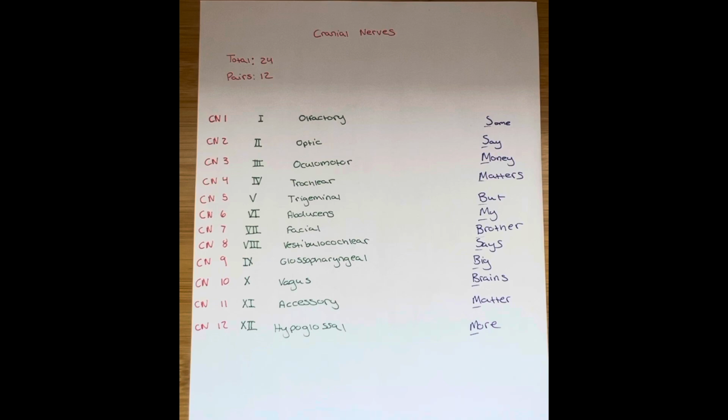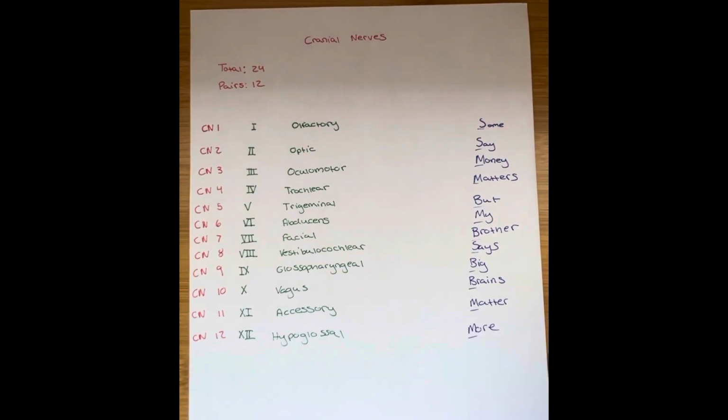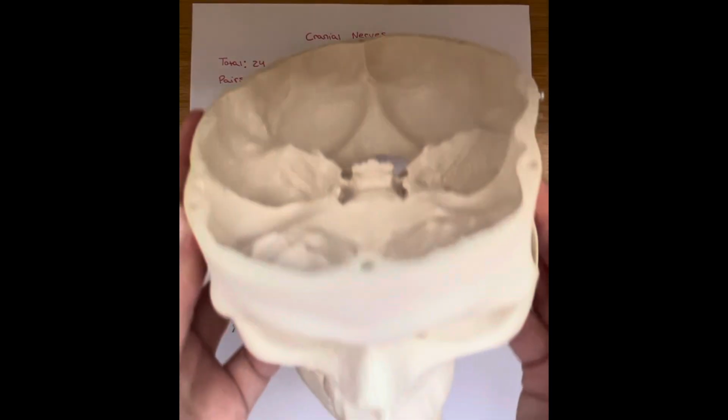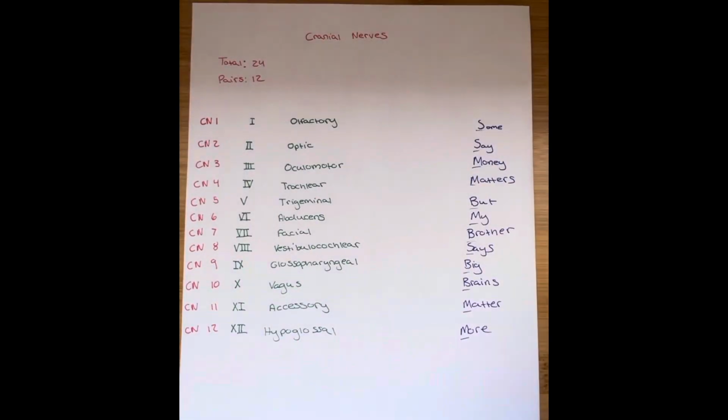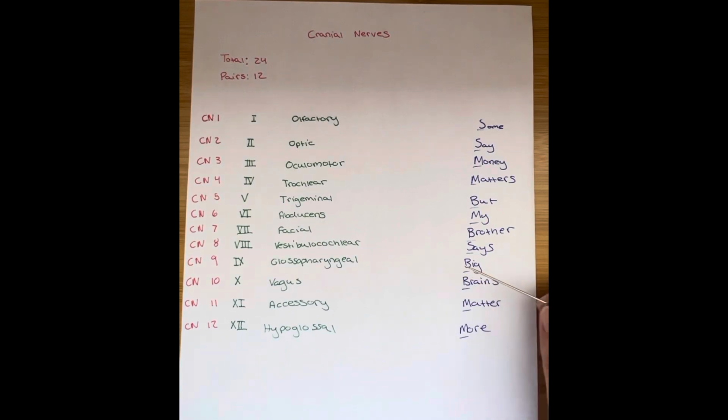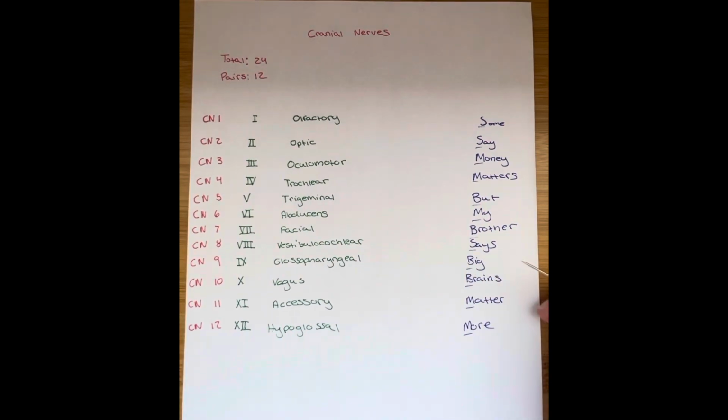Today we're going to go over cranial nerves as well as where they go through the skull. All right, so here's our skull. I've taken the top off so you can see the foramen, and I will point out where each nerve goes. But first, an introduction to cranial nerves if you haven't heard about them before or learned their names.